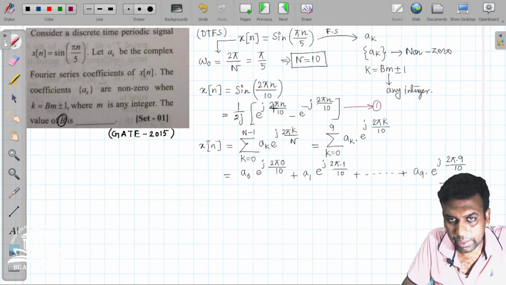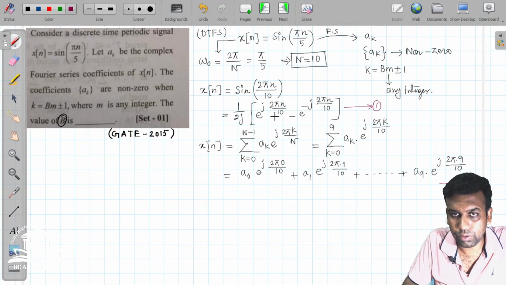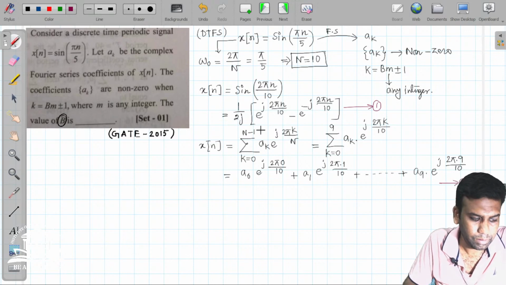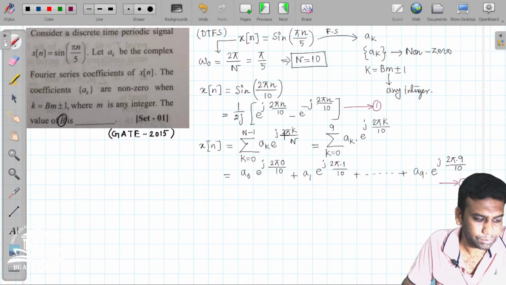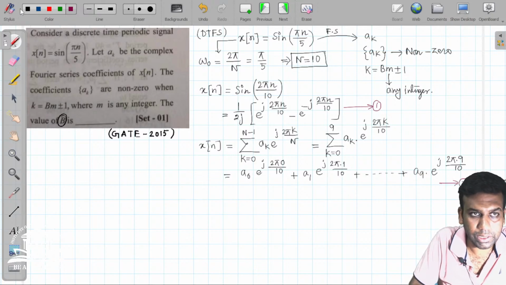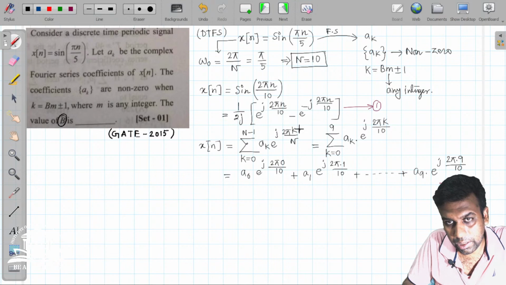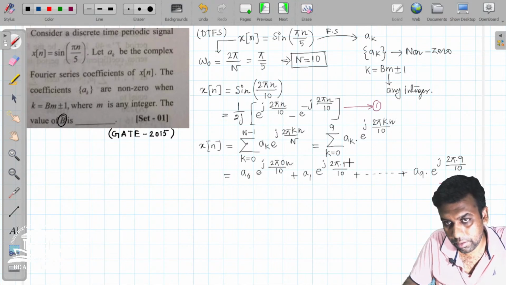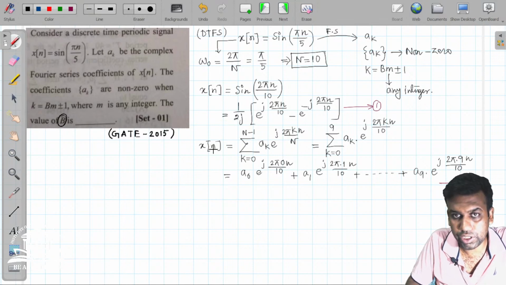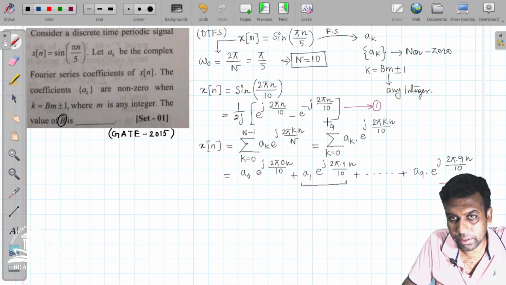So here you can see 2 pi n by 10. Here it will be e to the power j 2 pi kn, and there must be an n here, so here also there will be n. So which term is present? This term, 2 pi n by 10, is present.